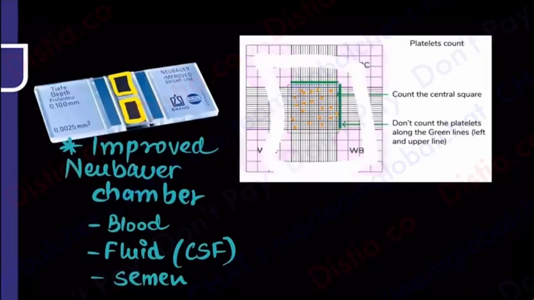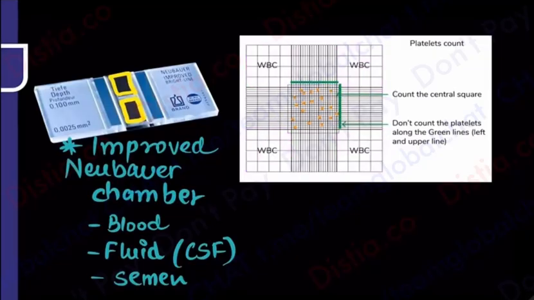So let's do a quick recap of this diagram. Firstly, where are WBCs counted? They are counted in the four big squares that are present at the periphery. And where are platelets counted? Platelets are counted everywhere in the central square, but not on the side and the upper two lines. You don't count those, but in this entire central square you're going to count.